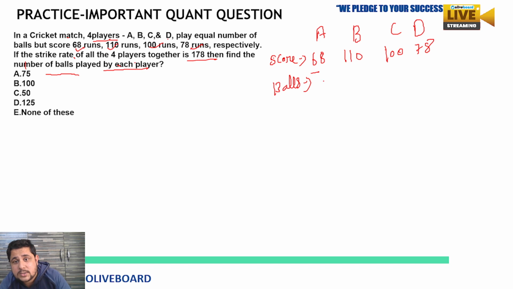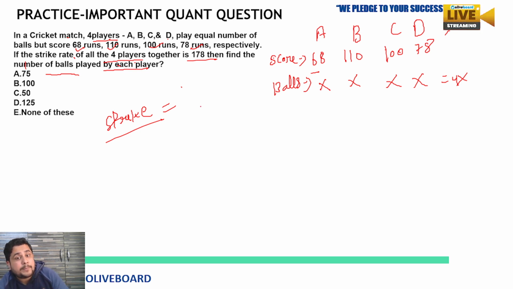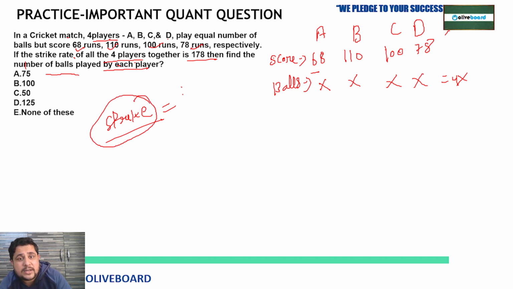Now balls played by them are not given, they are playing equal, right? Equal number of balls. So we can say x, we are just assuming the number of balls faced by each player is x. So x and x, so total 4x. And total run, why am I taking total run? Because the strike rate of all four players together means what? Strike rate is equal to what? It shows how much a player is scoring per ball, right? That rate is shown by what? Strike rate. So it is equal to number of runs by balls faced, multiplied by 100. Clear?